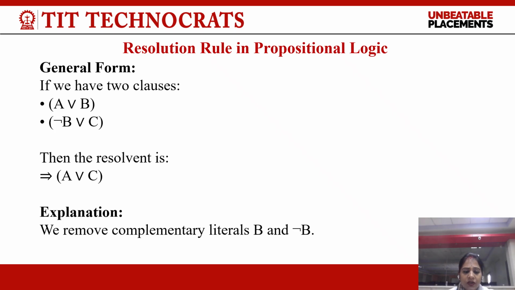Resolution rule in propositional logic. The general form is simple. If we have A union B and negation B union C, then the resolvent is A union C. We just remove B and negation B because they cancel each other out. This is the foundation of reasoning in logic-based systems.